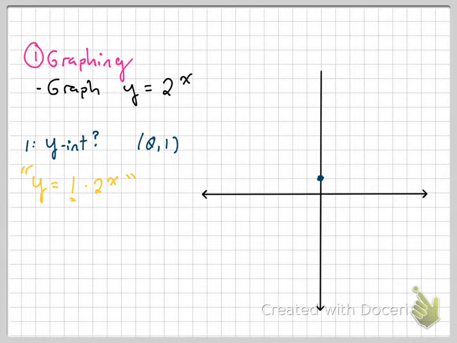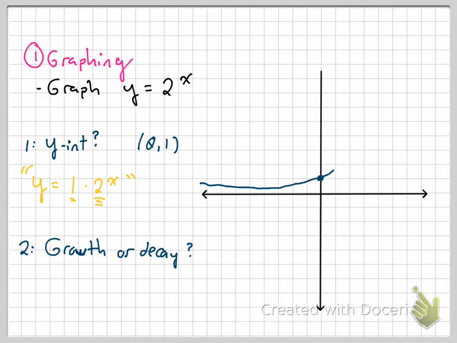And then the only other thing that I'm going to do from this step is I'm going to ask myself, is this exponential growth or decay? My b value is 2, which is clearly greater than 1. So what I'm going to do is draw a line representing growth. What's important here is that we're not going to cross the x-axis. I'm going to draw a line that looks like this. And as long as it kind of swooshes up, I'm good to go.